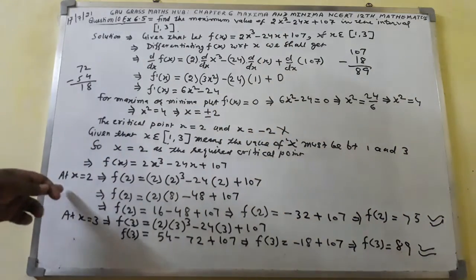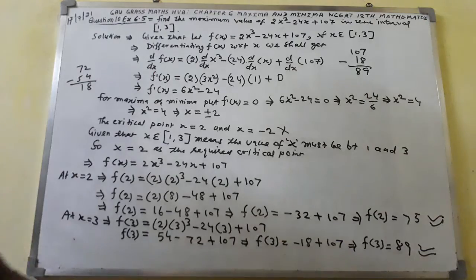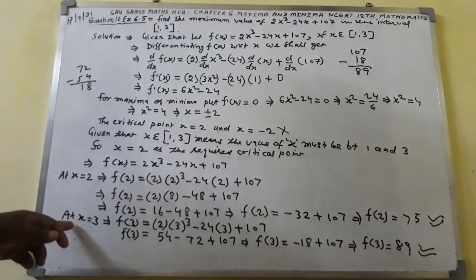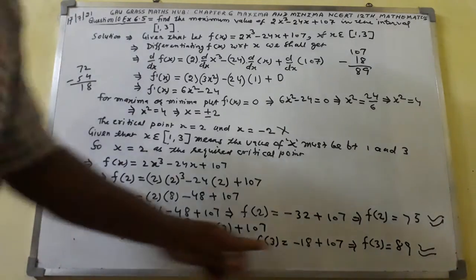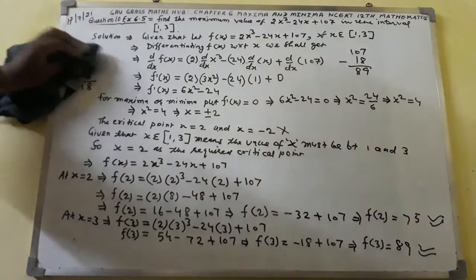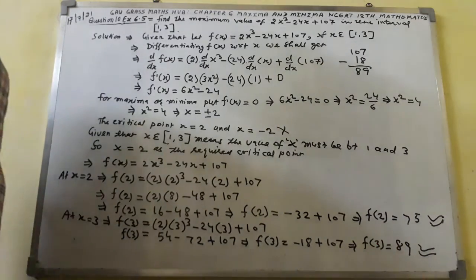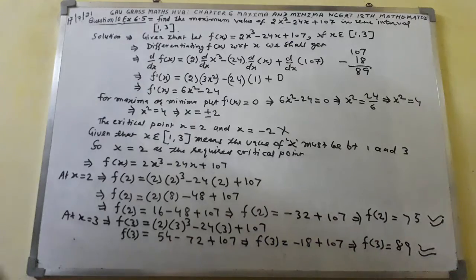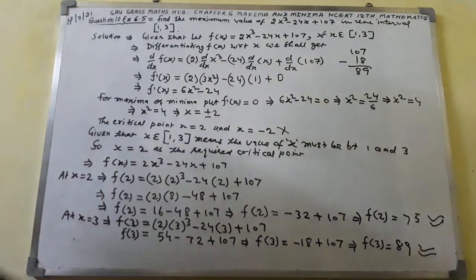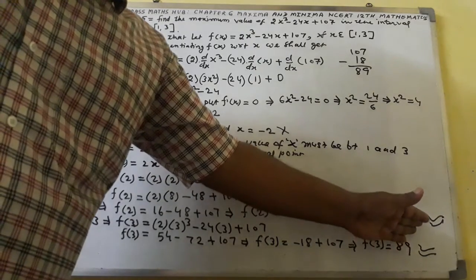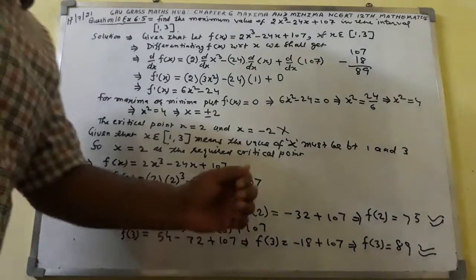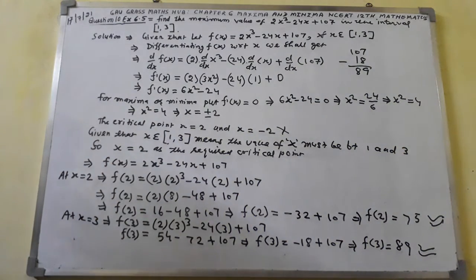So here at x equal to 2, f of 2 we have got 75. Here at x equal to 3 we have got 89. Now what thing is going to be asked here? You can judge here: maximum value in the closed interval 1 comma 3. So which one is greater out of 75 and 89? Which one is greater? 89.